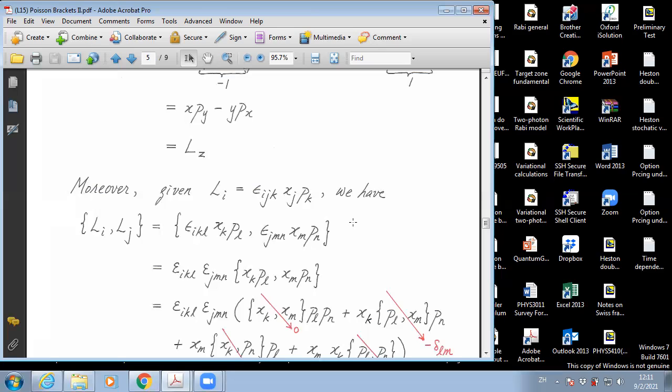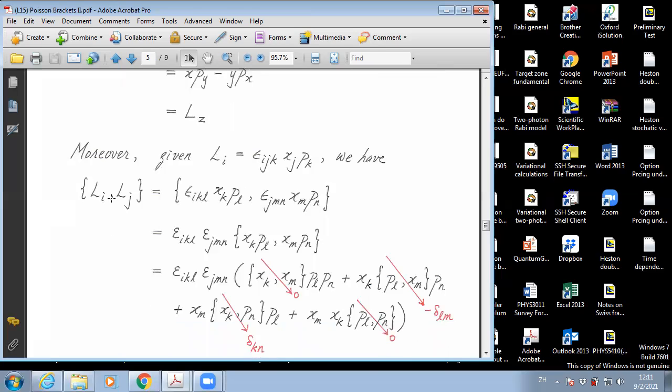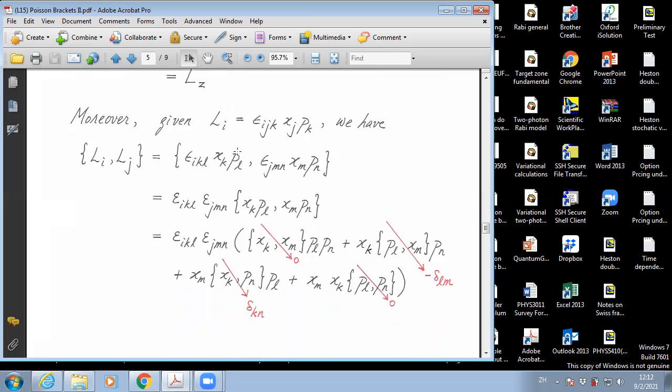All right. Now we plug in the definition for Li and Lj. The first one is epsilon ikl xk pl. The second one is epsilon jmn xm pn. Summation convention is assumed. Since these totally anti-symmetric symbols are basically constant, we can factor them out, and we are left with the Poisson bracket between these two terms. And we apply the distributive law of the Poisson brackets and obtain 4 Poisson brackets, all right?